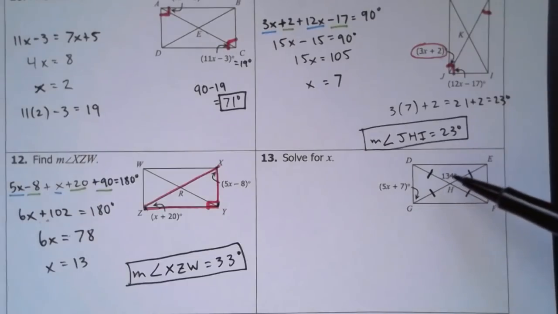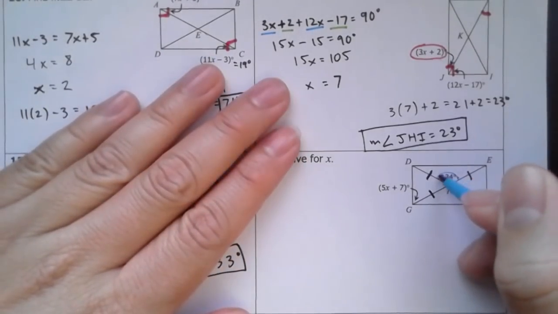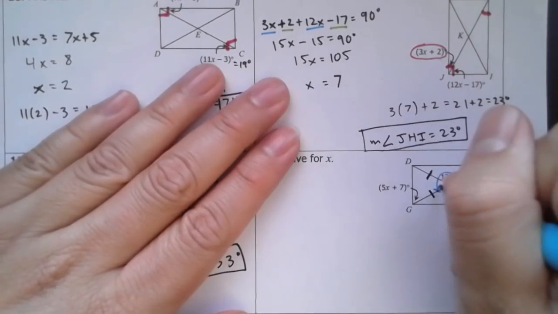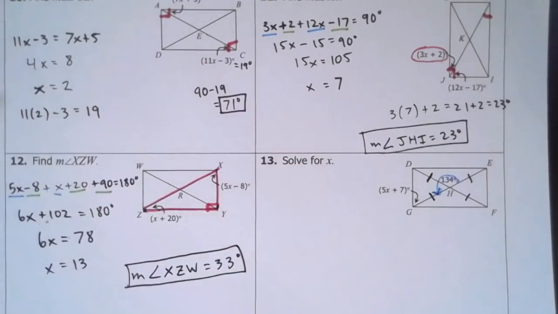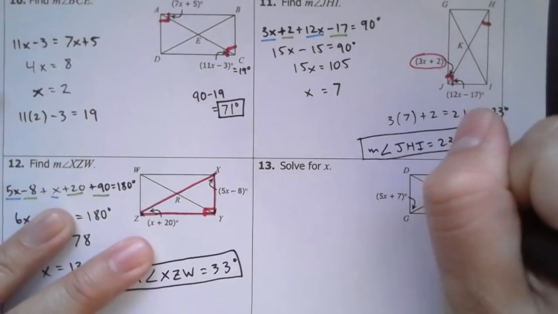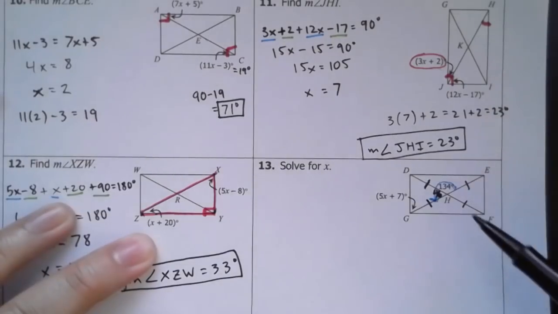Okay, and then I'm going to use this 134 to be able to find the vertex angle DHG, this one here. So using blue, I can see this is a straight line, so they need to add up to 180 degrees. So 180 minus 134, I get 46 degrees. So this one is 46 degrees. I don't know if you can see it.